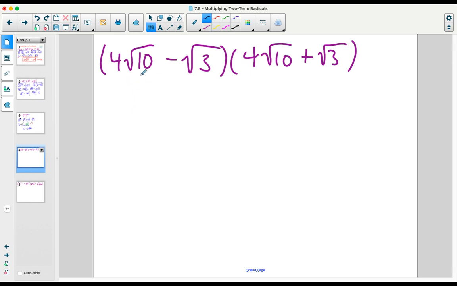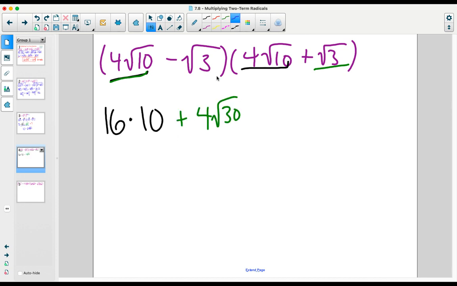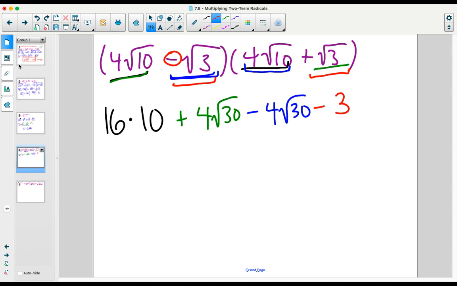So 4 root 10 times 4 root 10 is 16 times 10. Then 4 root 10 times root 3 would be plus 4 root 30. Then negative root 3 times 4 root 10, exact same multiplication that we just did, except this time it's a negative, minus 4 root 30. And then finishing with root 3 times root 3, but that minus sign gives us minus 3.